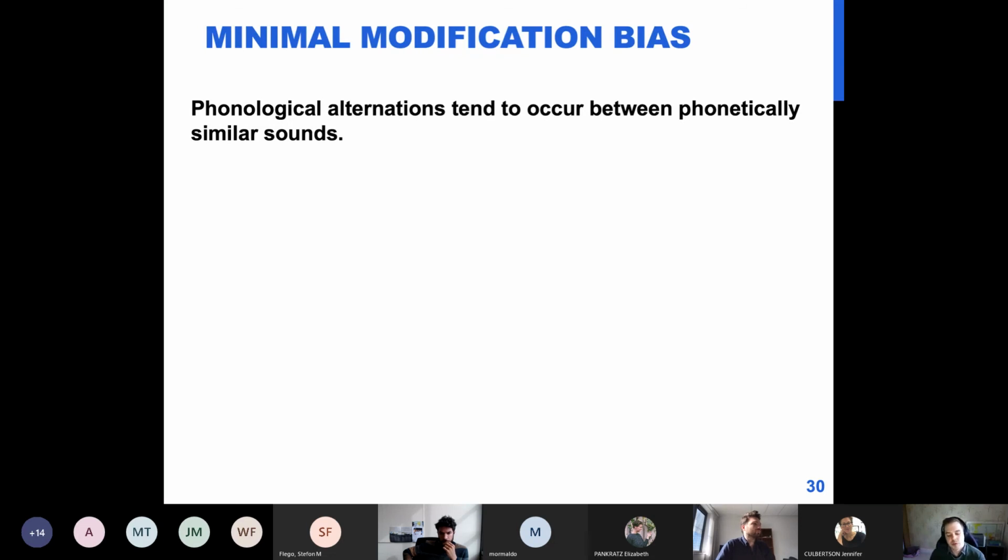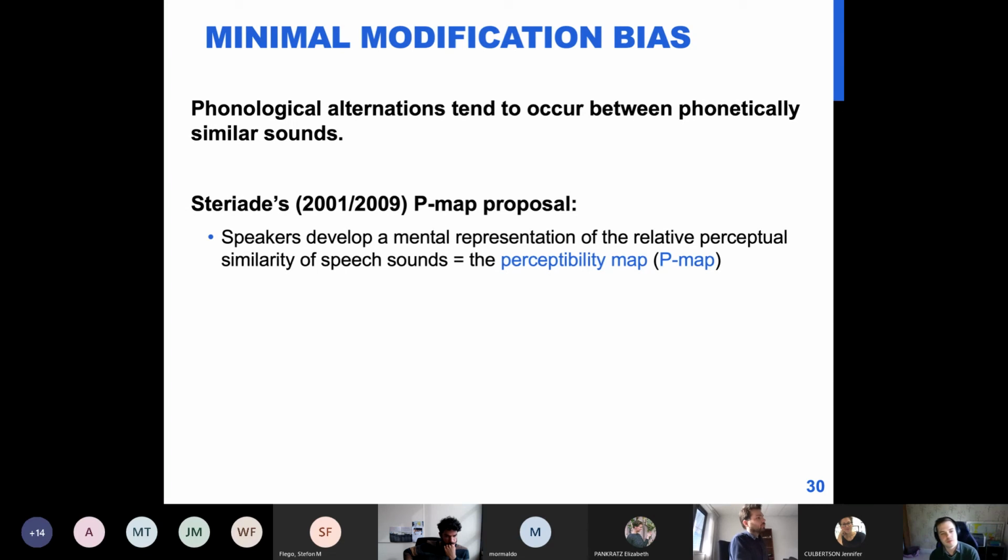It's weird because we have this idea in phonology that phonological alternations tend to occur between phonetically similar sounds. So we don't really expect that you're going to travel this long distance when you have an alternation between two sounds. Normally, phonological alternations are between sounds that are neighbors near each other phonetically. This idea was laid out in a paper and theory by Donca Steriade called the P-map. In this theory, Steriade says that speakers develop a mental representation of the similarity of speech sounds, something called the perceptibility map or P-map.